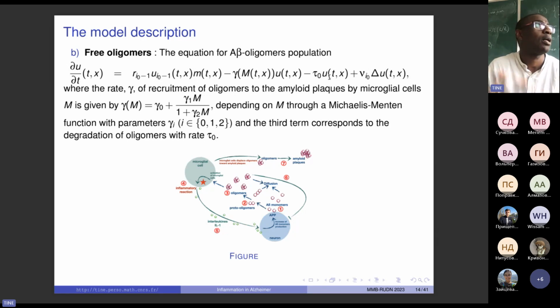Of course, we add a degradation term, because when you have a system, you imagine that sometimes a degradation can happen. Here, tau naught is the degradation term. And here we have the diffusion term. Of course, we allow oligomers to diffuse, because oligomers will diffuse and go to the neighborhood of the neuron and send them a cytotoxic signal, right? So this is the equation for free oligomers.